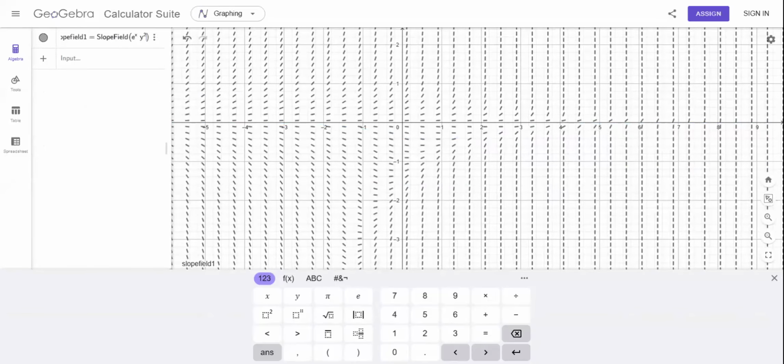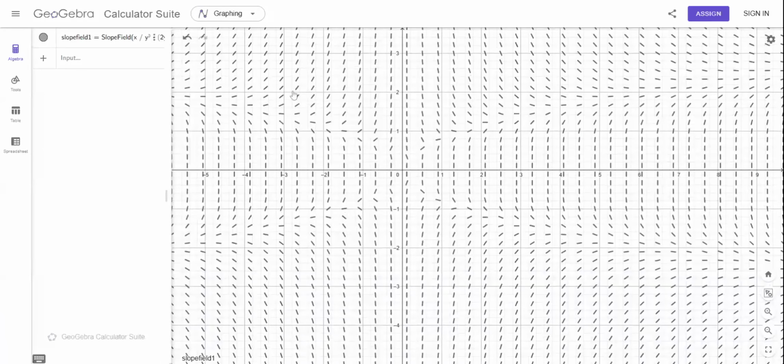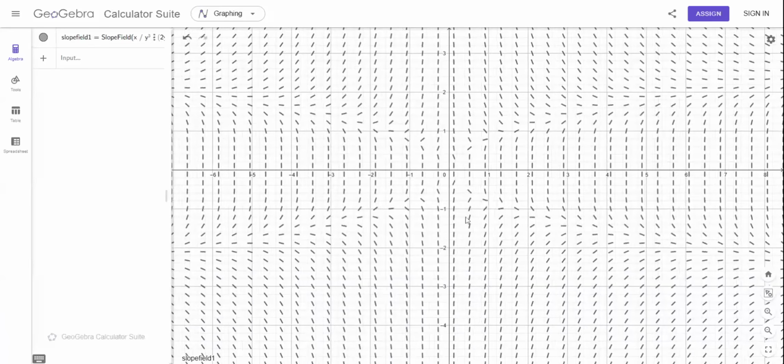Now, what would be the slope field for this one? dy/dx equals x over y cubed, minus, was it 2y over x? Okay, thank you. 2y over x. And enter. Oh, there's the slope field. That's interesting, a more interesting one there.